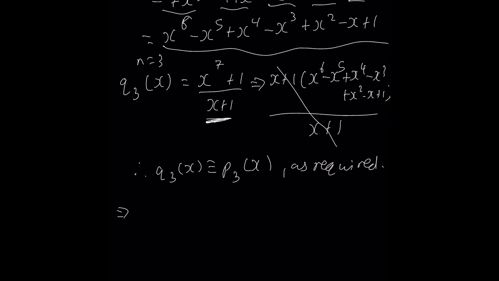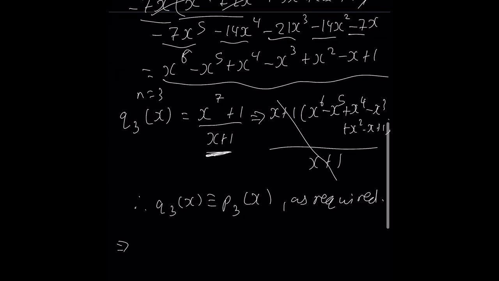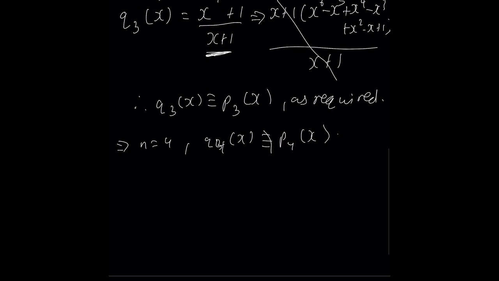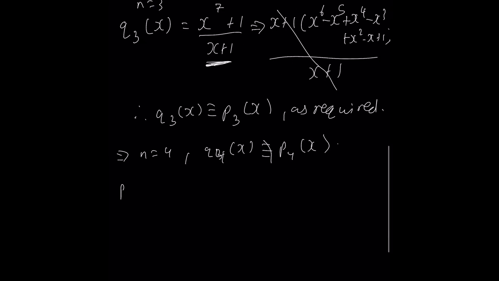Now we have to show that it does not hold in the case for n equals 4. So Q4 of x is not equivalent to P4 of x. Now there's a little trick we can do. We still sub in, so let's start with P4 of x. Let's see what we get.